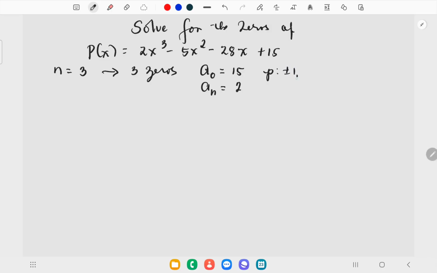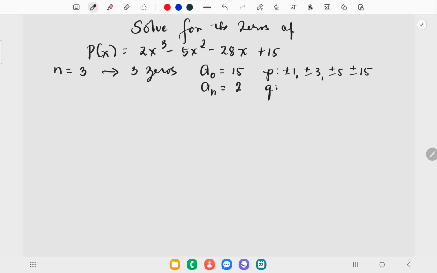So we have plus or minus 1, plus and minus 3, plus and minus 5, and plus and minus 15, considering that 1 times 15 is 15, negative 1 times negative 15 is 15, 3 times 5 is 15, negative 3 times negative 5 is 15.